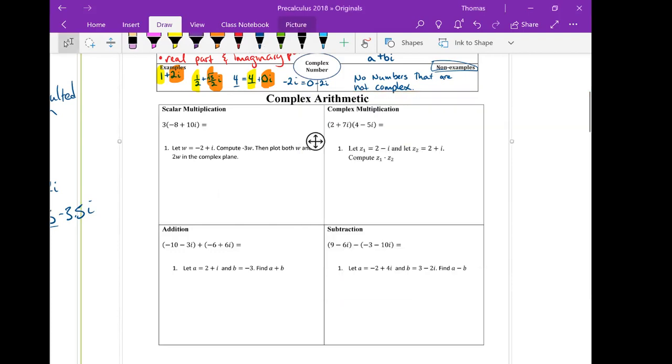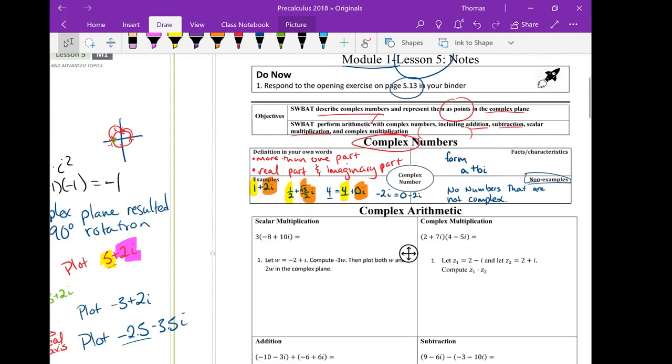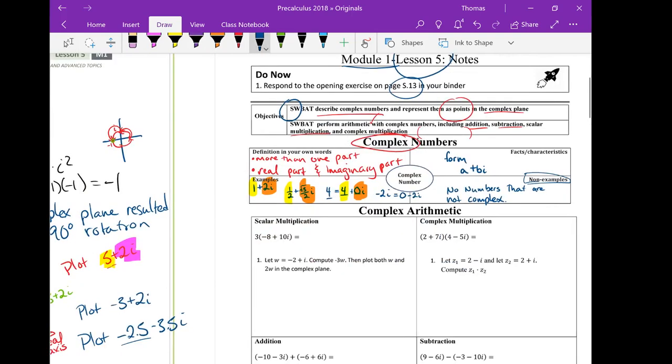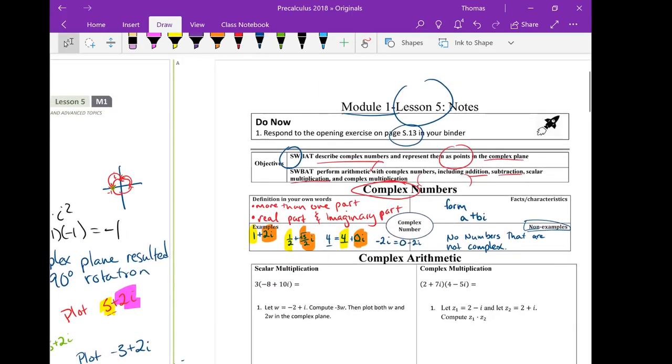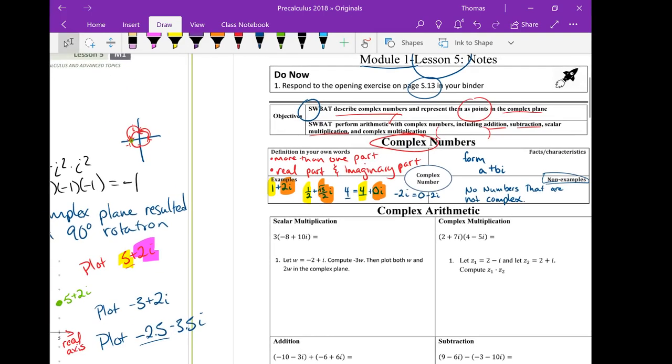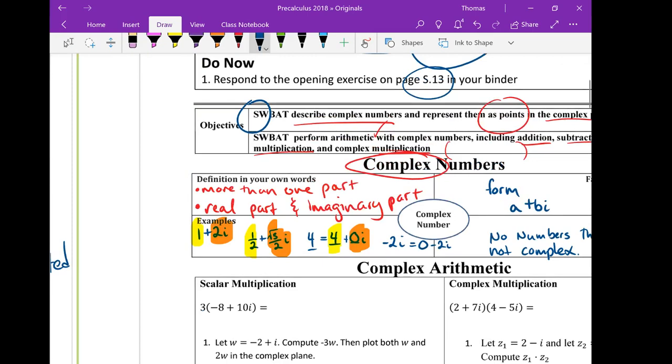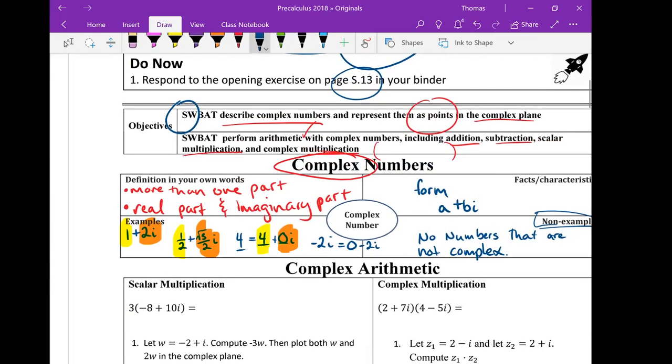All right, pre-calculus, welcome back. We just finished our do now and the first objective of material for this, our Module 1, Lesson 5. The second part involves doing complex arithmetic, so addition, subtraction, and different types of multiplication with complex numbers.